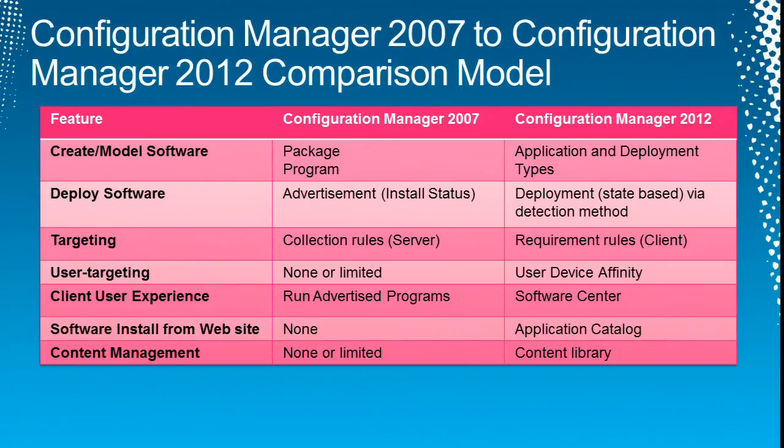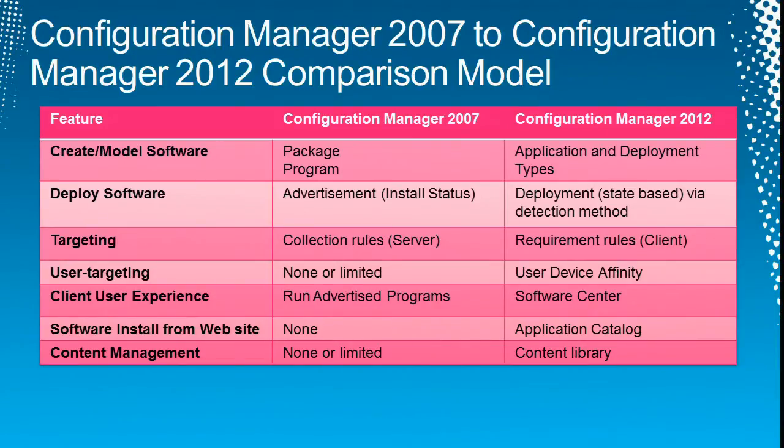We leave them there for 2 primary reasons. One is familiarity. We're changing a lot of stuff in this product, and software distribution is one thing that you do a lot of. So while you're going through the learning curve of the new application model, you can continue to work with packages and programs because you're already familiar with them, and they're exactly the same as you know today. And secondly is the migration process.